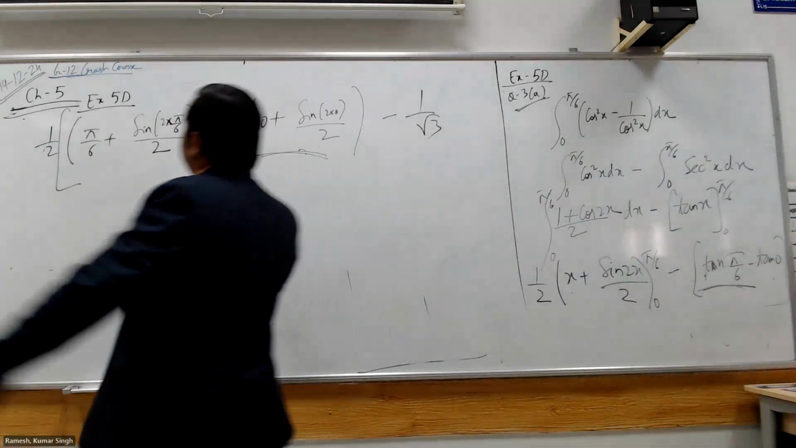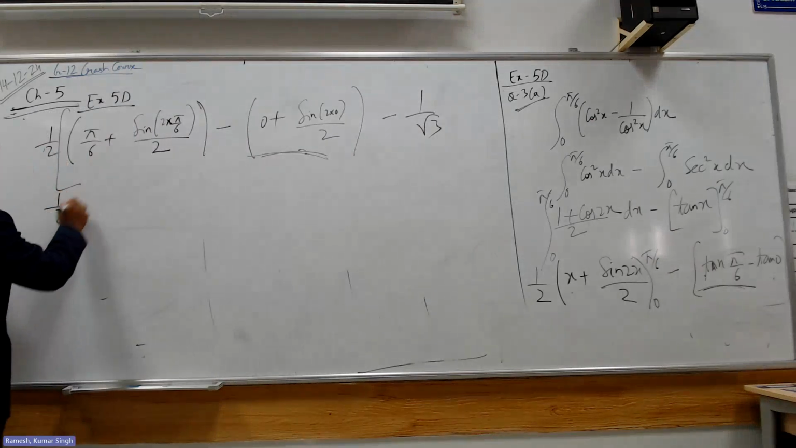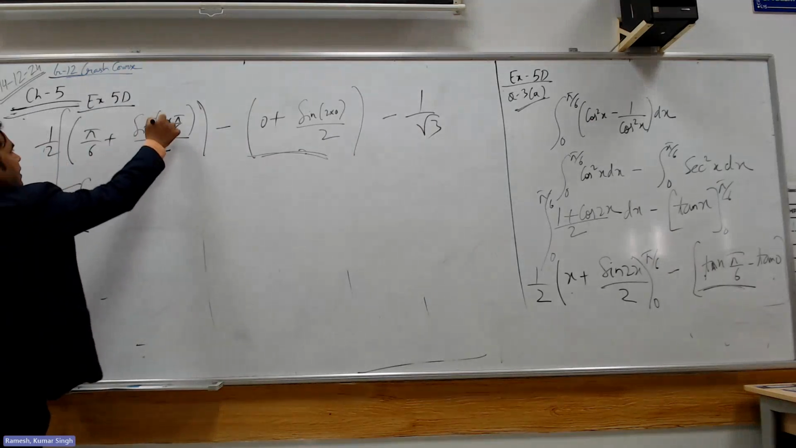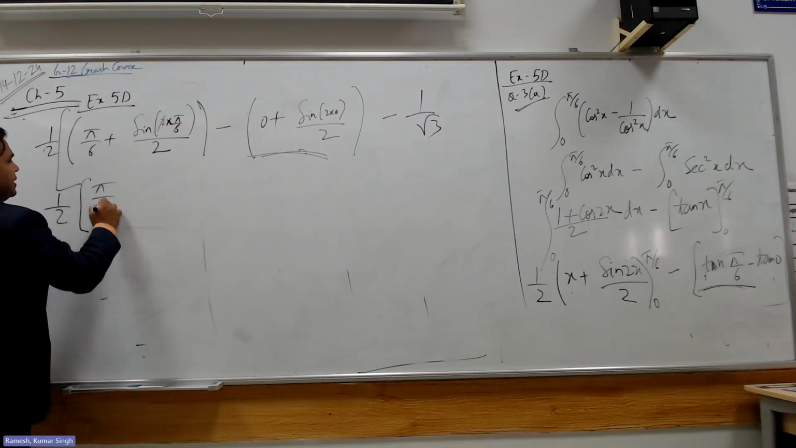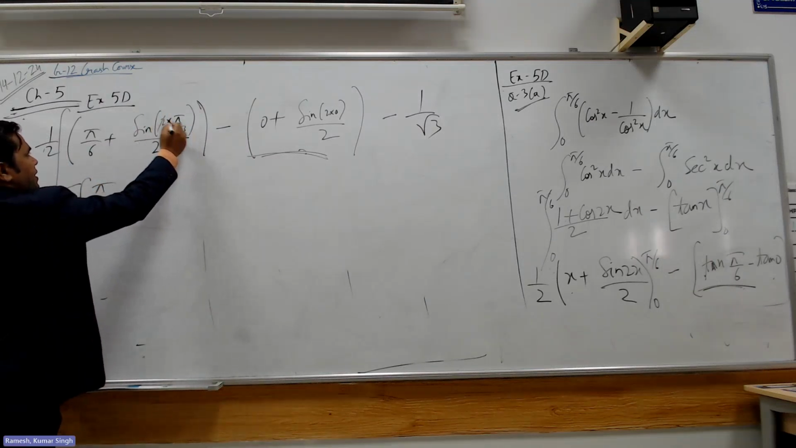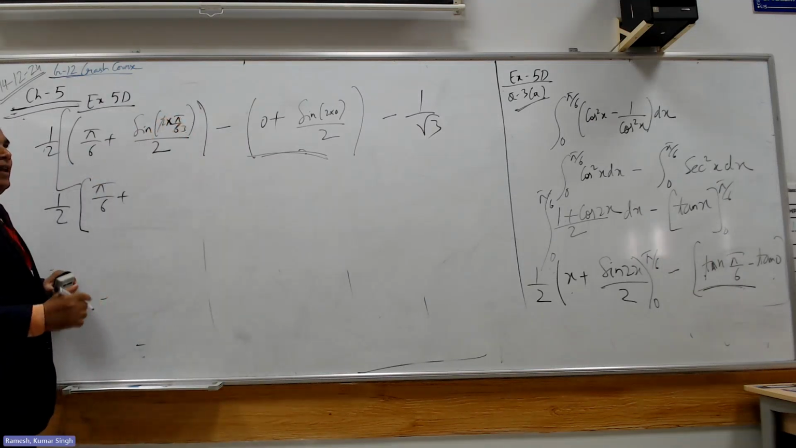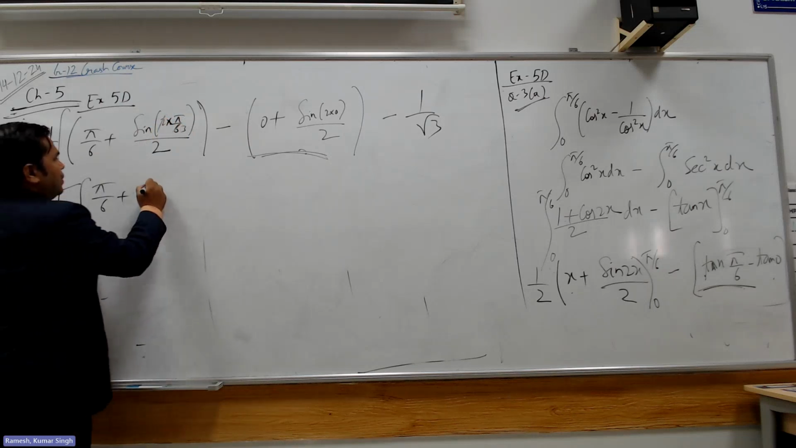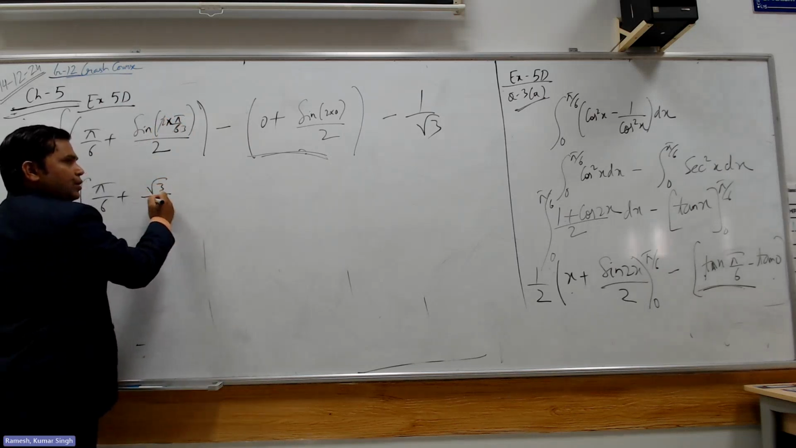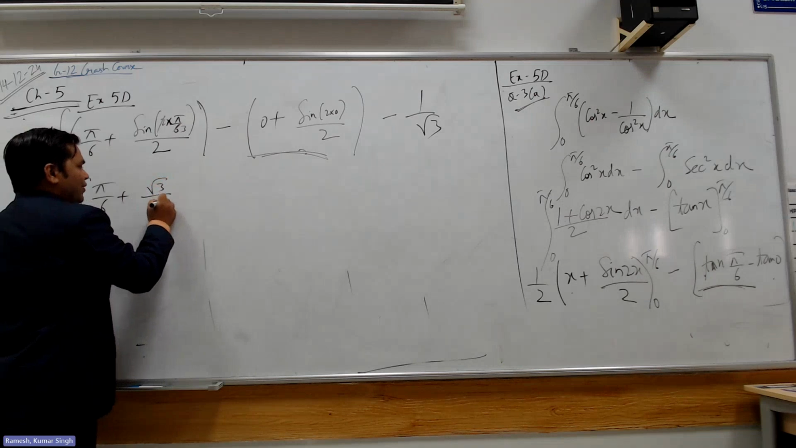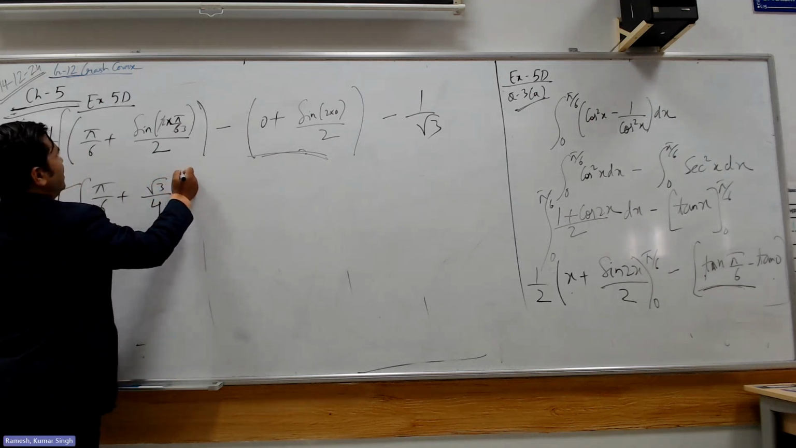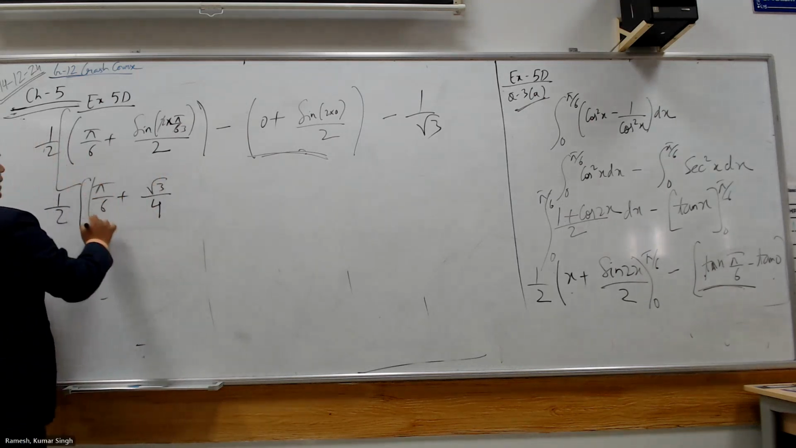Okay? Now, 1 over 2, pi by 6 plus, here, sin pi by 3. Sin pi by 3 value is root 3 over 2. So root 3 over 2, 2 into is going to be 4. Is that clear?